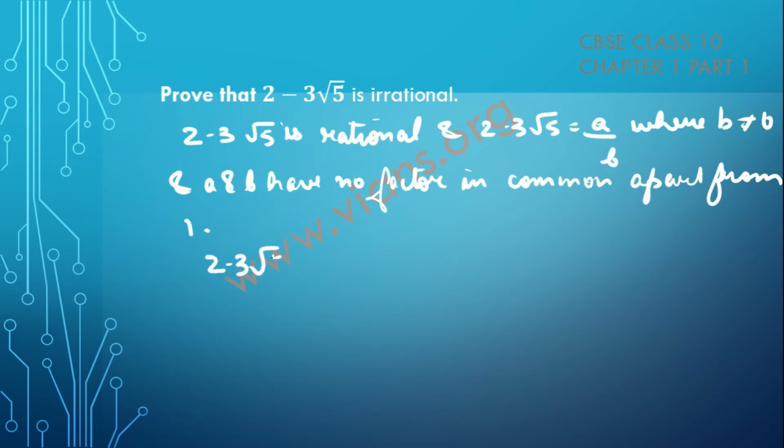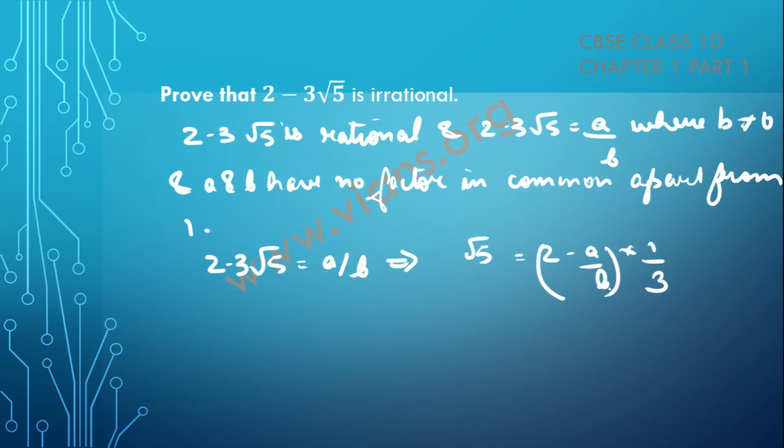But that means 2 minus 3 root 5 is equal to a by b could also be written as root 5. So I'm going to take this 3 root 5 here, and basically make it 2 minus a by b, and then I'm going to take 3 down and multiply that over here. So this would mean that you have a rational number minus another rational number divided by a rational number. So your root 5 is a rational number.